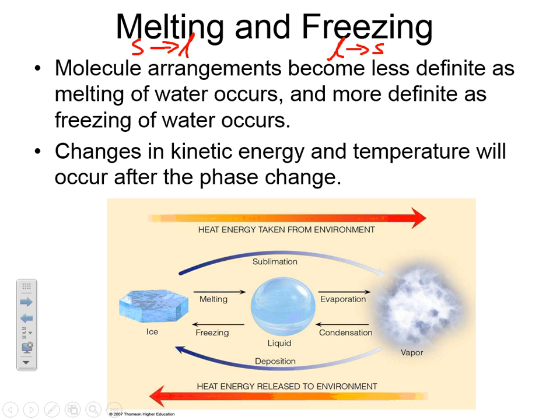Now, here's the goofy thing that we're going to talk about in class. Freezing is a warming process. And you're like, what? How can freezing be a warming process? Well, think about it. When something freezes, energy is released to the environment. It has to give off heat. That heat has to go somewhere, and it gives it off.